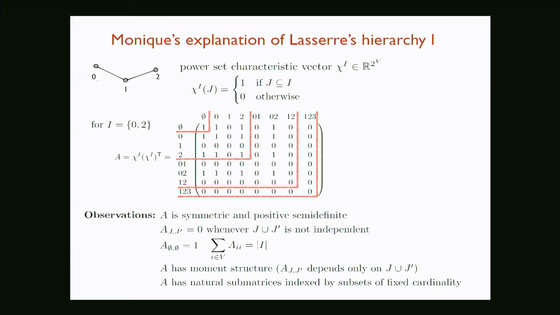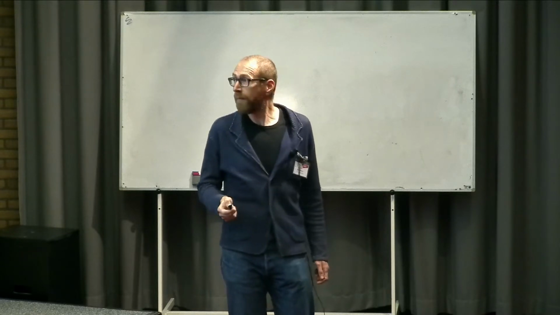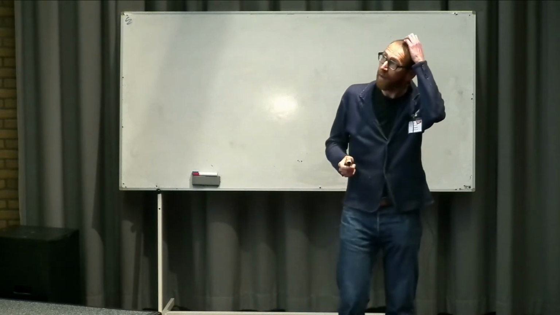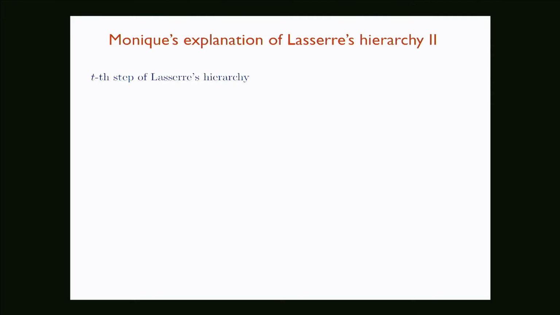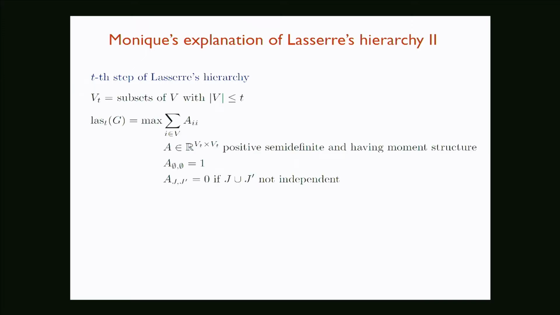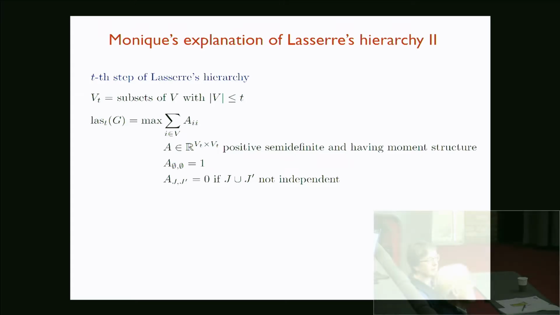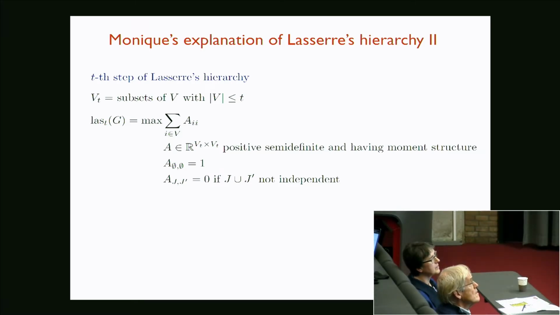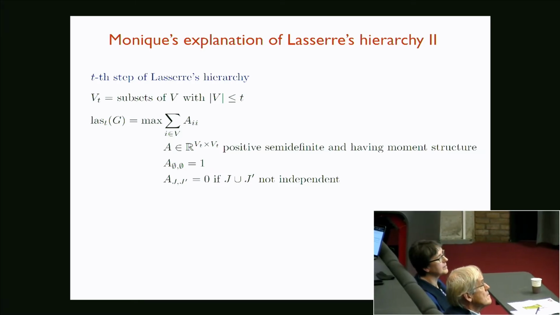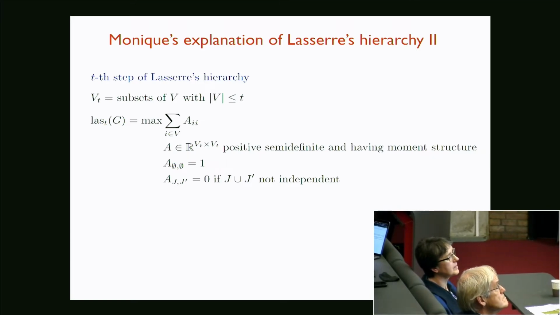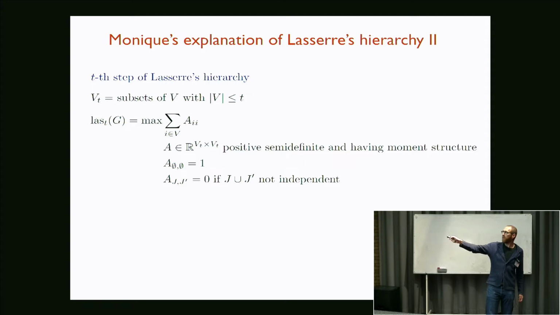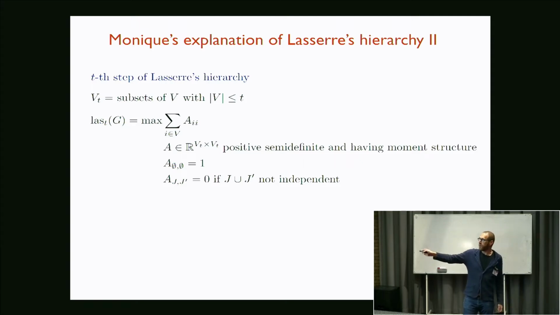And this kind of matrices, they help us to strengthen the theta number. And we can use them to define the t-step of Lasserre's hierarchy. So what we are going to do is we look at all subsets of V of size at most t. So this corresponds to looking at specific submatrices. And then we simply collect the observations we just made. So we maximize the sum of the singletons A_ii, A is positive semi-definite, has moment structure, A of the empty set is equal to 1, and A(J, J') is equal to 0 whenever J ∪ J' is not independent.